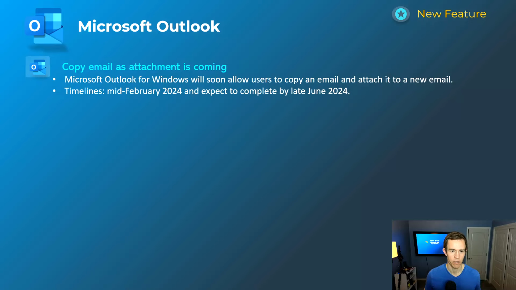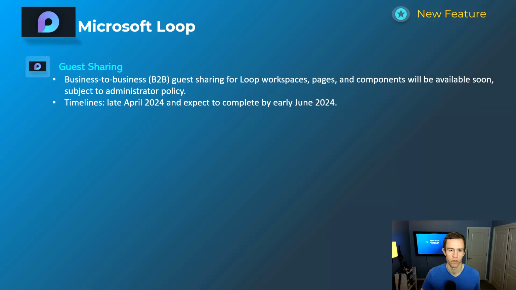And then the last one here for Outlook, for the new Outlook, is the ability to copy an email as an attachment. So this is overcoming the need to copy and paste a very long email thread into another one to go ahead and add some more context, if you ever do that. This is giving a more seamless experience for the users who would receive that as well. This is going to happen mid-February, be complete by late June.